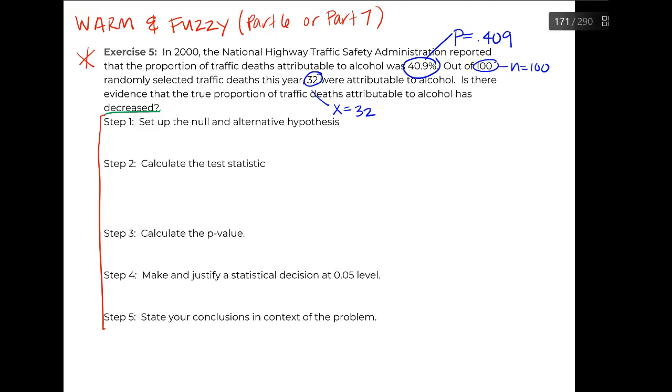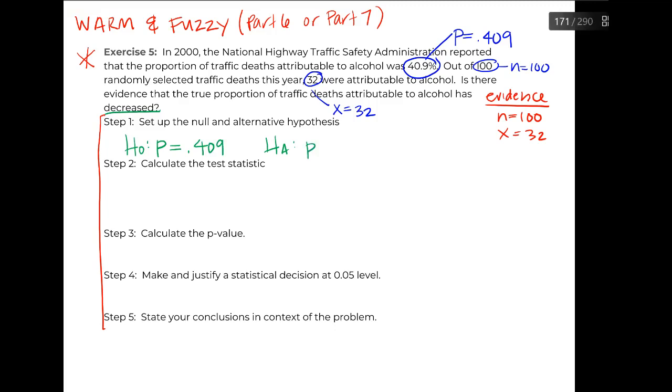And so generally, just remember, we're going to have a claim, and then we're going to have some evidence to try to prove that claim. So in this case, our evidence is this N of 100, the sample we took, with 32 being attributable to alcohol. So, you're set up for your null and your alternative. There's only one P that we could possibly be looking at for our null, and that is that P is equal to this value from 2010 of 40.9%.